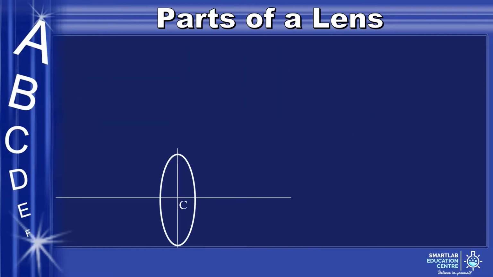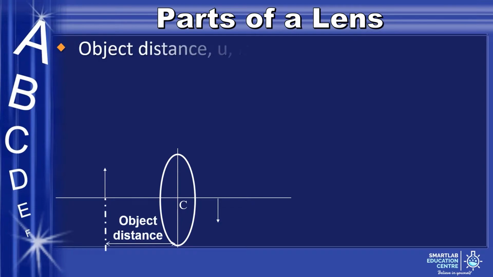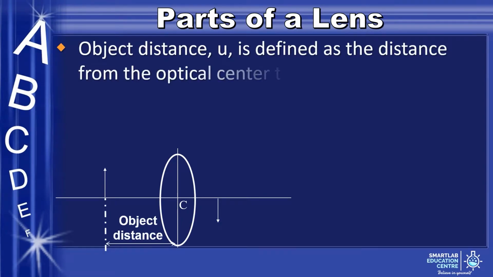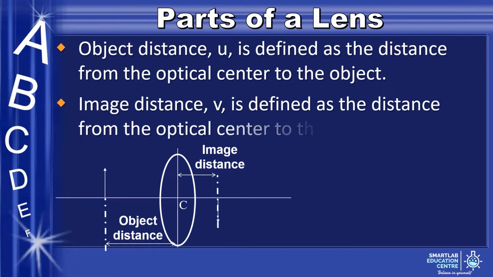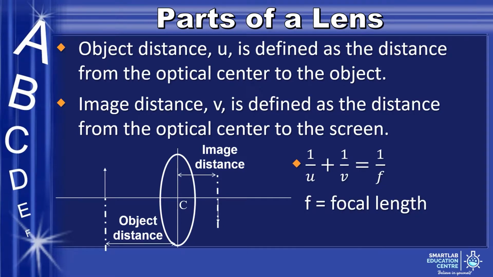Now, when we place an object on one side of the lens, there will be an image on the other side on the screen. The object distance, labeled as u, is defined as the distance from the optical center to the object. Image distance, v, is defined as the distance from the optical center to the screen. Here is an equation relating object and image distance. f in this equation refers to the focal length of the lens.